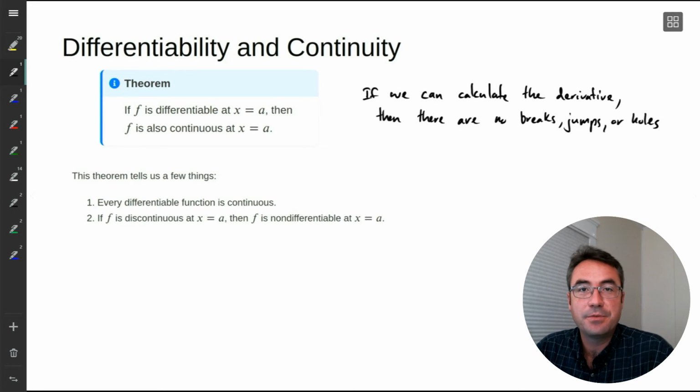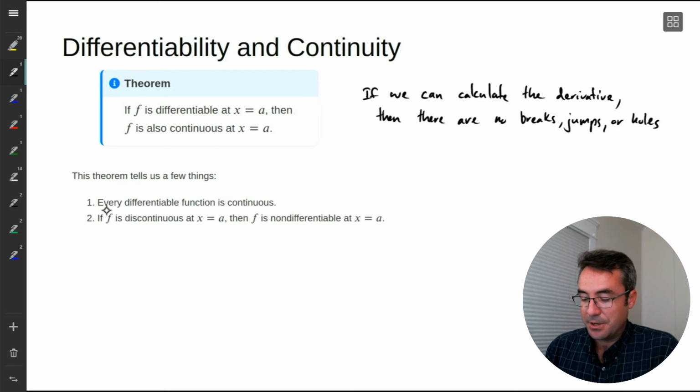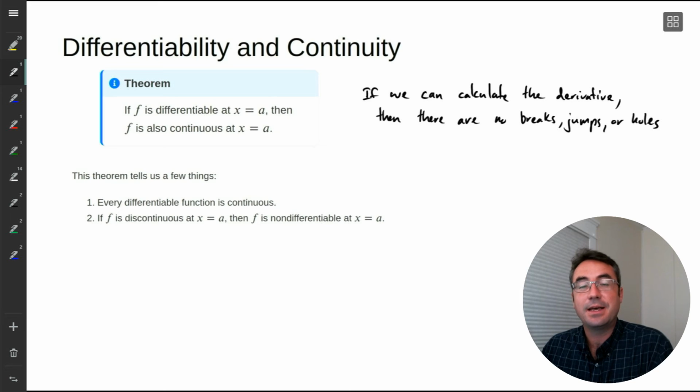So if we can calculate the derivative on an interval, then on that interval, there's no jumps or breaks or holes. So our function's continuous then on that same interval. Now this theorem, this result, doesn't tell us everything. What it does tell us, though, is that every differentiable function is continuous. So again, if you can calculate the derivative on an interval, then you're guaranteed that on that same interval, there's not going to be any jumps or breaks, no funny business. There's no holes in the graph.